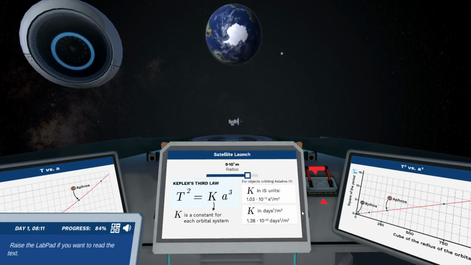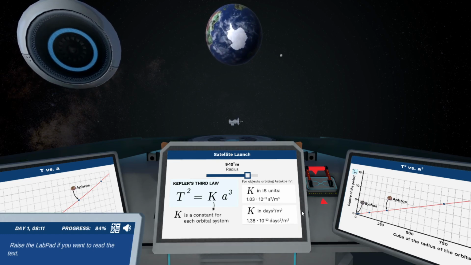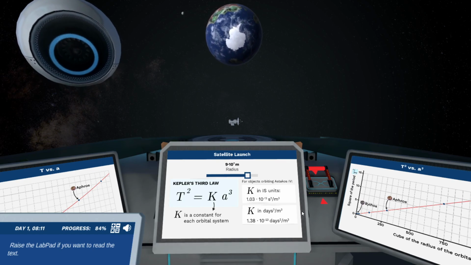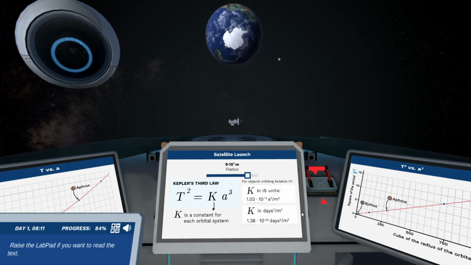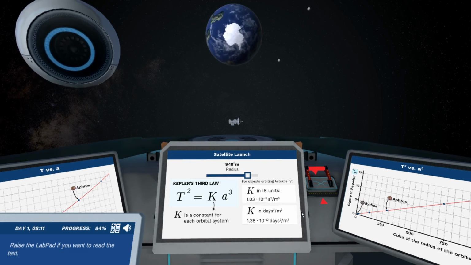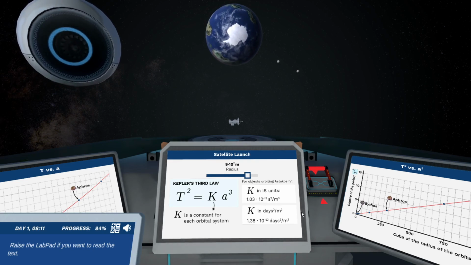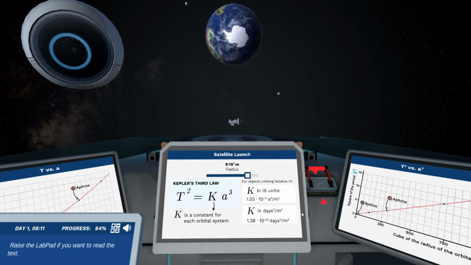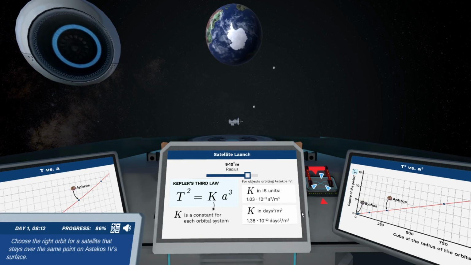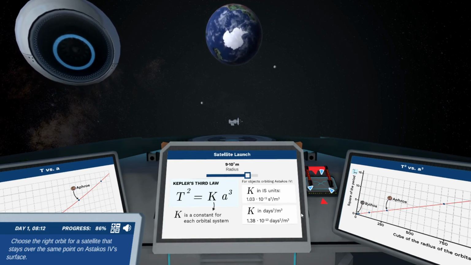Conveniently, a day on this planet and Earth lasts the same. Both planets spin on their axes at the same rate. Using this information and Kepler's third law, choose the right radius for our stationary orbit. You will need pen and paper for this task. If you don't have a calculator at hand, you can use the one on the top right corner of the lab pad. Choose the right orbit for a satellite that stays over the same point on the planet's surface.